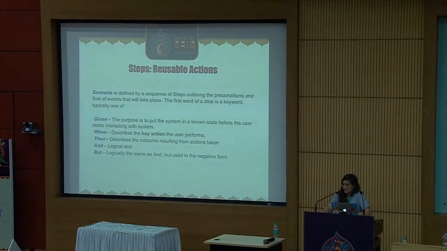And then we have ands and buts, which are helpers for then, or you can say for what was done in the action before in when. For and, it is like I saw this and I saw this, or I should expect this result and I should expect this result. With but, it is basically in negation, that this should not be working or this is not expected.